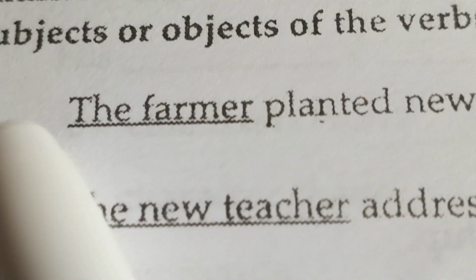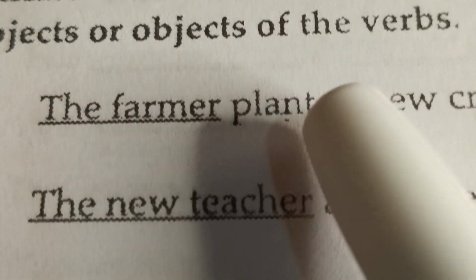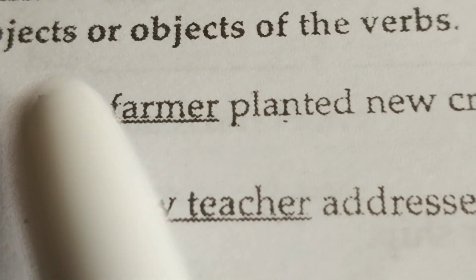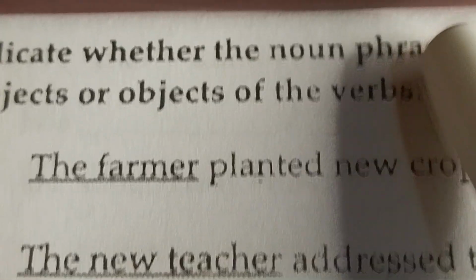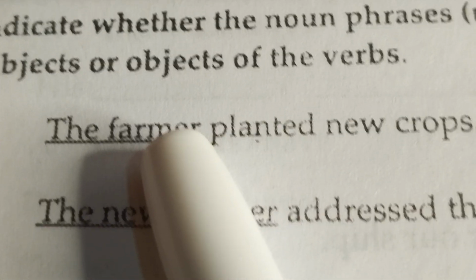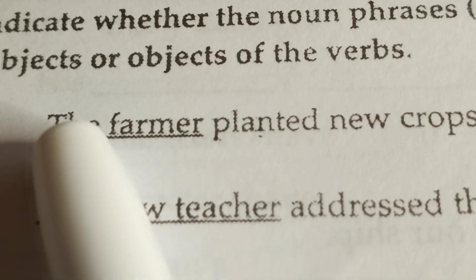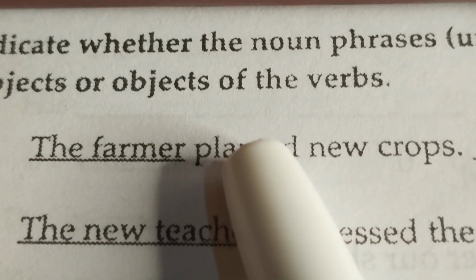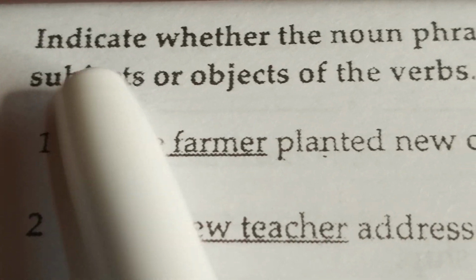Now let's see number one. Let's just start from number one. This is the verb. The verb is after the noun phrase. We need to find out whether the underlined noun phrases are subjects or objects of the verb. Because the noun phrase here is before the verb, it is the subject of the verb.